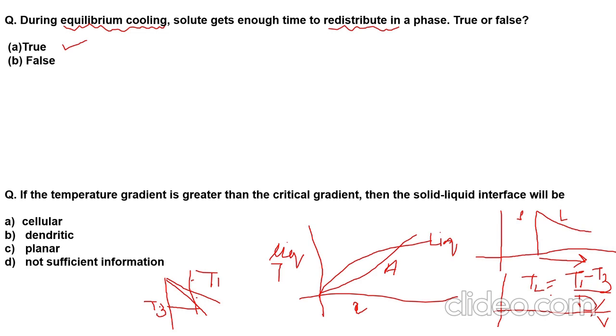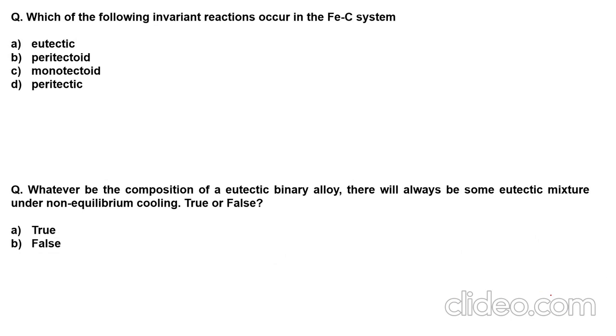Thank you. Okay. Then we have another question that says, which of the following invariant reactions occur in the iron carbon system? Eutectic, peritectoid, monotectoid, or peritectic. So you have to say which of the reactions are possible in your iron carbon diagram. And the answer would be A and D. You are saying D and A.